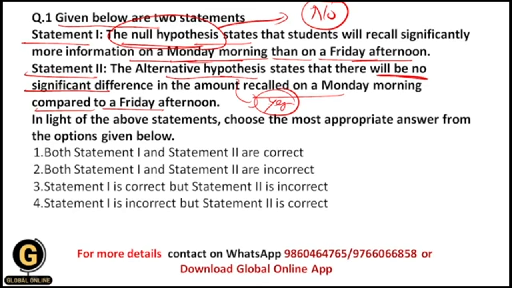But in the alternative hypothesis, they have stated that there is no significant difference between these two things, and that's why exactly opposite statements have been stated over here. So in the place of null hypothesis they have given the definition of alternative hypothesis, and in the place of alternative hypothesis they have given the definition of null hypothesis, and that's why your correct answer should be 2, because both of these statements are incorrect. All of you getting students, because both of these statements are incorrect.